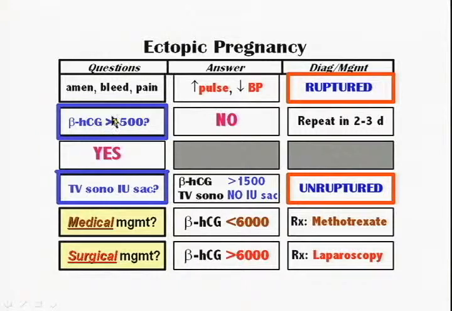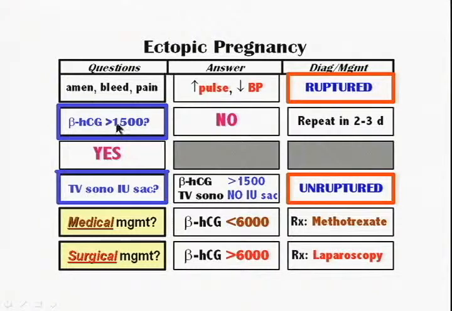If the beta-HCG is less than 1,500, then you can't tell whether it's an ectopic or not. The management would be to repeat the beta-HCG in 2 to 3 days. If it was a normal pregnancy, what should happen to the beta-HCG? It should double. If the beta-HCG is over 1,500, then you say, can we see an intrauterine gestational sac on transvaginal ultrasound? If the beta-HCG exceeds 1,500, transvaginal ultrasound, no intrauterine gestational sac, your diagnosis is unruptured ectopic.